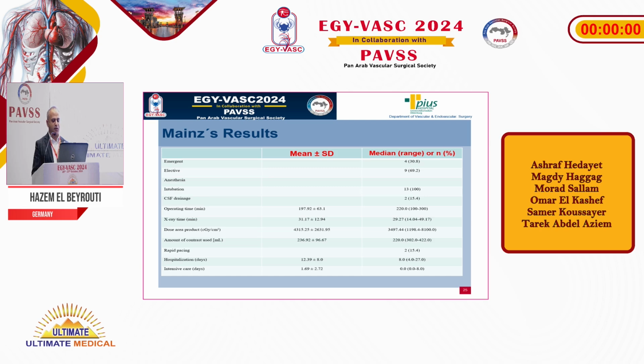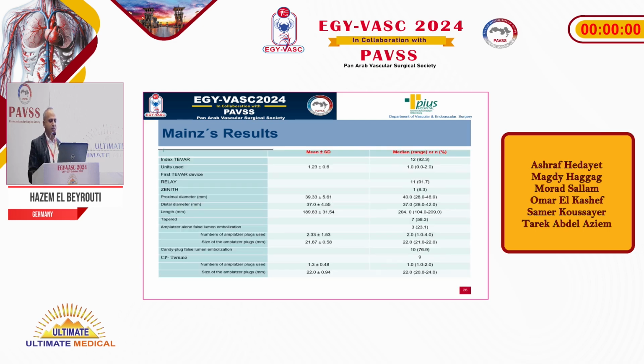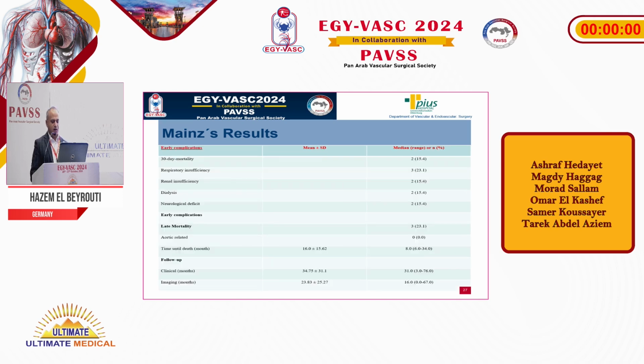Fluoroscopy time was 30 minutes. The average hospital stay was 8 days. We used the candy plug from Terumo, and the plug implanted was 22 millimeters. There was no aortic-related mortality during a median follow-up of 30 months, but the late mortality was about 23%.